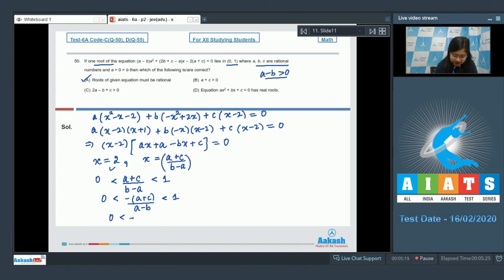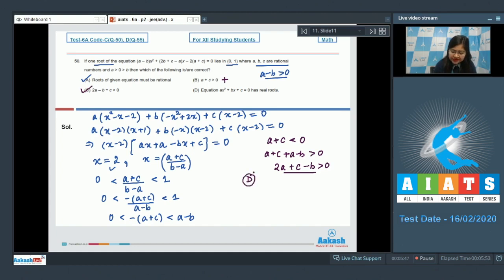So we have 0 is less than minus of a plus c is less than a minus b. So further we can say a plus c is less than 0. Also we have a plus c plus a minus b is greater than 0, that is 2a plus c minus b is greater than 0. So option number C is correct and option number B is incorrect.